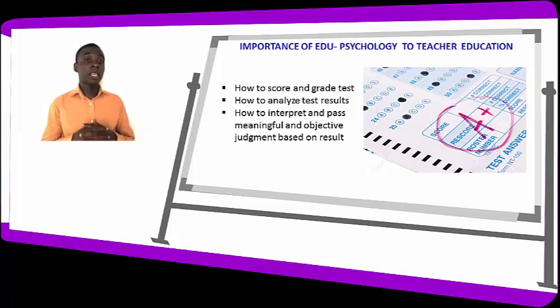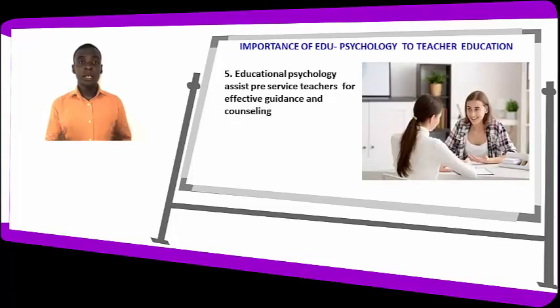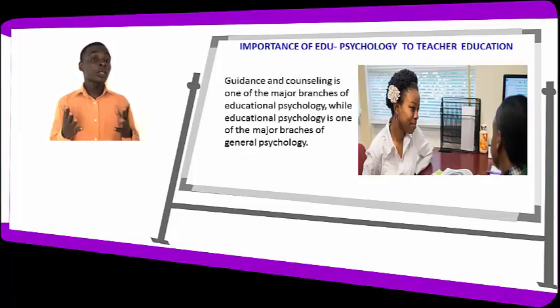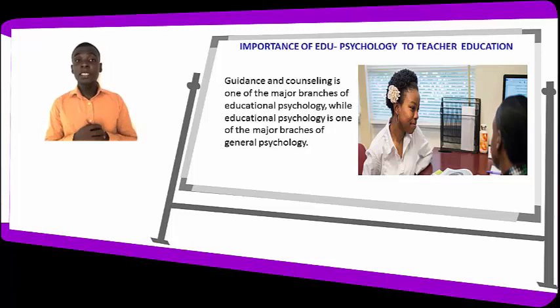So, educational psychology assists the pre-service teacher for effective testing, measurement, and evaluation. Educational psychology assists the pre-service teachers for effective guidance and counseling. Guidance and counseling is one of the major objectives of educational psychology. Guidance and counseling is one of the major branches of educational psychology, while educational psychology is one of the major branches of general psychology.